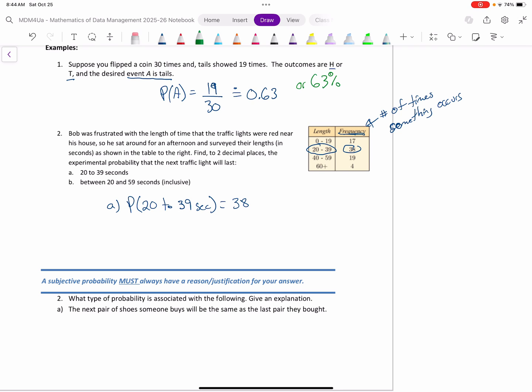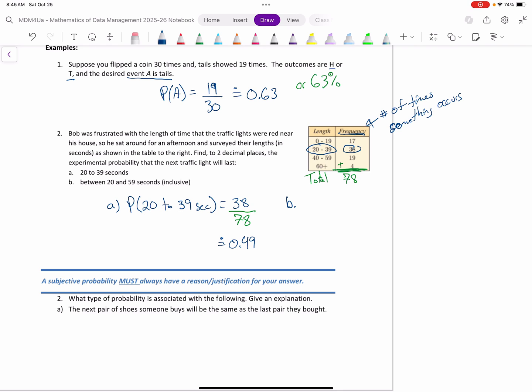What I need here is the total number of trials. So if I look at how many traffic lights he actually went and counted, if I was to take all of these numbers in frequency and add them up, that gives me the total number of trials, which in this case is 78. So I'm going to divide by that total number of trials, 78. And again, I could leave it as a fraction, or if I convert this to a decimal, I get approximately 0.49.